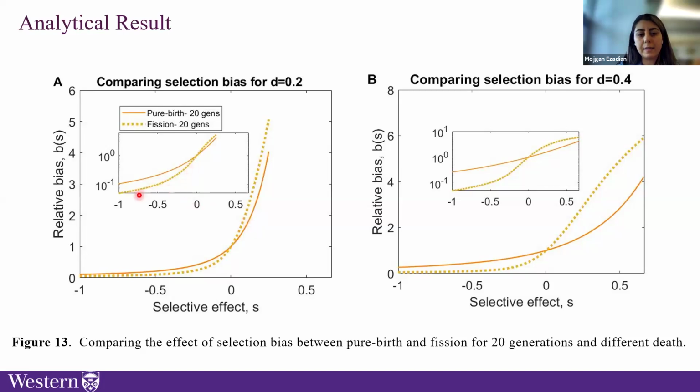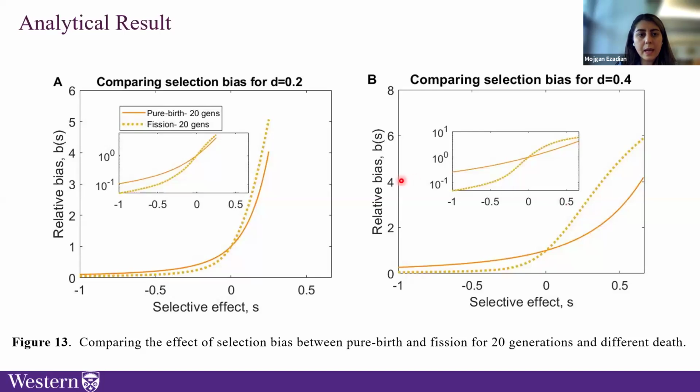And these are again the same data on the semi-log plot. And when we increase this probability, we can see even more relative bias.